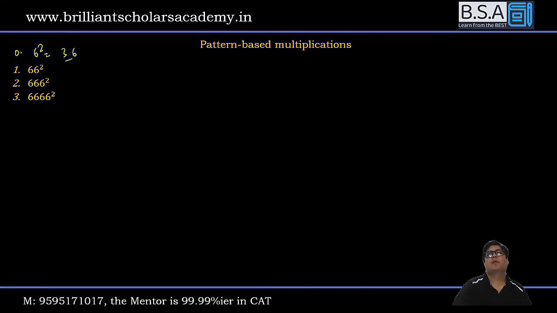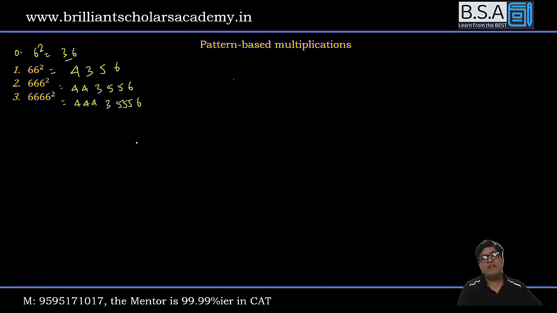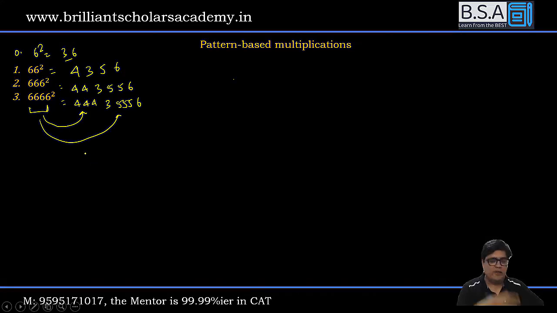Good. 4, 3, 5, 6. 4, 4, 3, 5, 5, 6. 4, 4, 4, 3, 5, 5, 5, 6. So what pattern do you see? There are 4 fours here, and 4 sixes at the end... do you see there is 1 less? There is 1 less. So you can generalize this.